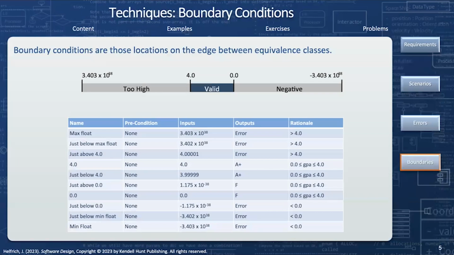Here's another example. This is for the test case chapter, and it shows a different way to do boundary conditions. In this case, boundary conditions for a variable that stores a GPA.